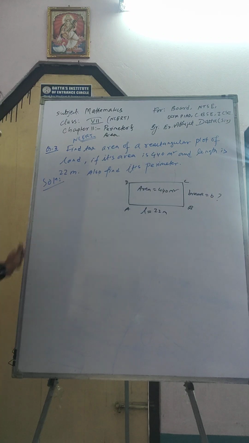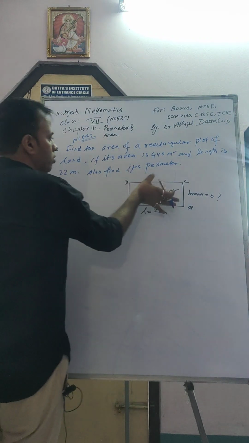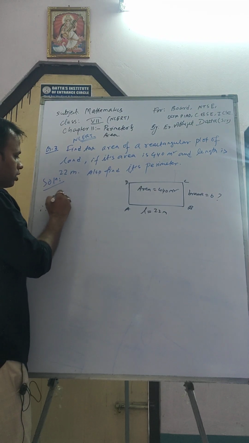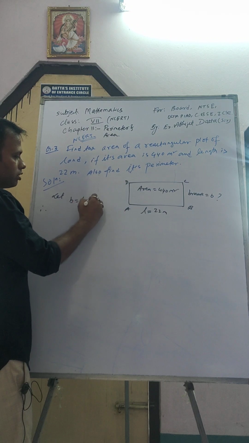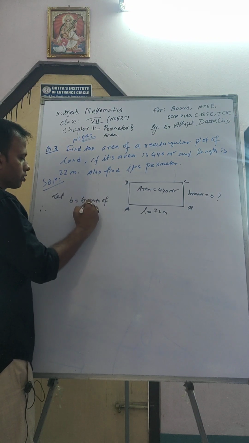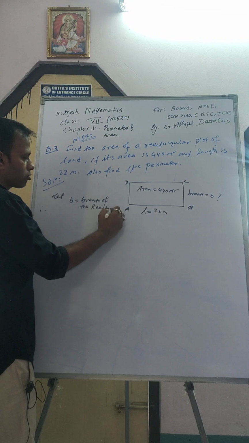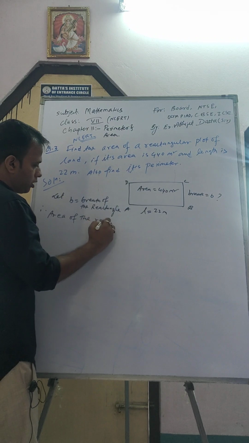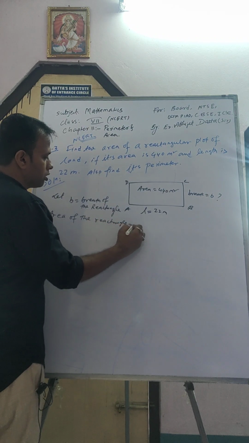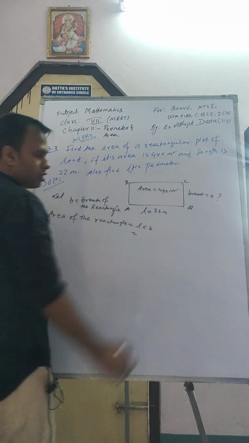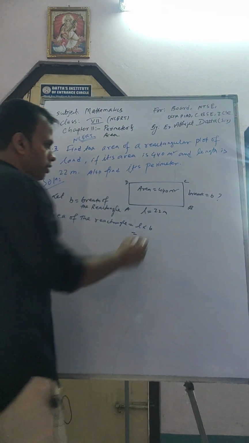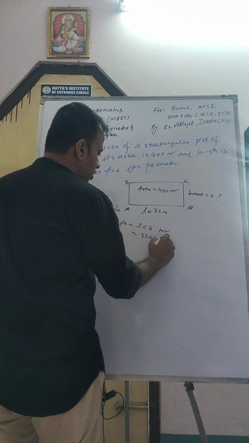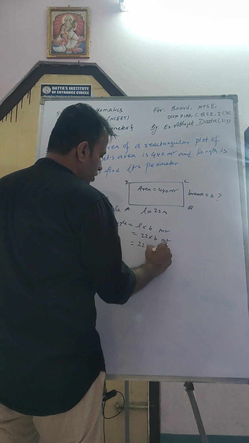Suppose I consider breadth is B. Also we have to find out the perimeter. So let B equal the breadth of the rectangle. Therefore the area of the rectangle is equal to length into breadth, isn't it? Area of the rectangle is length into breadth. Length is 22, breadth is B, so it is 22 B meter square.